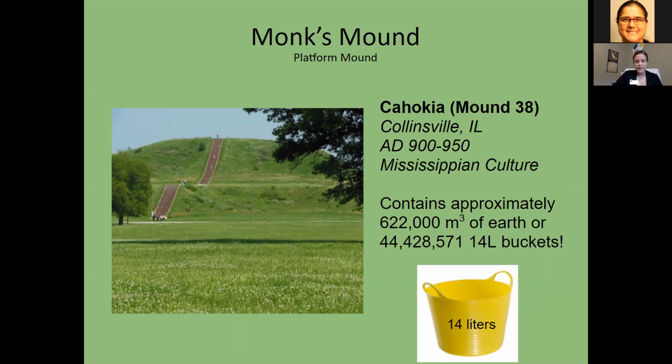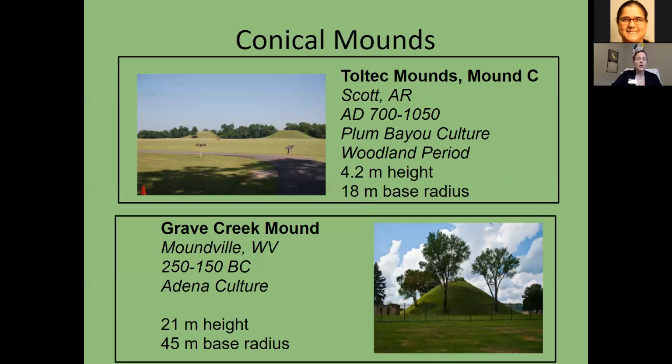I've also heard it said that it would take dump trucks basically lined up end to end from Cahokia, trailing all the way down to Joplin to equal the amount of dirt that's contained in Monk's Mound. So there are different types of mounds. Monk's Mound that you just saw is called a platform mound, and actually it's a double layer platform mound.